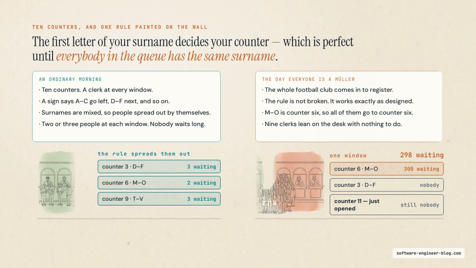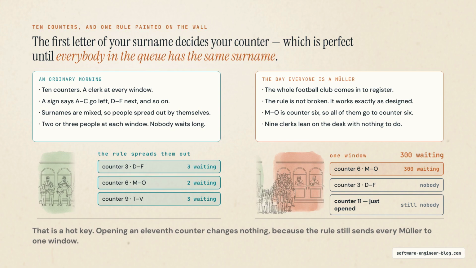Now open an 11th counter. Nothing changes. The rule still sends every Mueller to one window. That is a hotkey. The rule is not broken. The rule is working exactly as it was designed to work. Let us look at the rule itself, because it is smaller than you think.